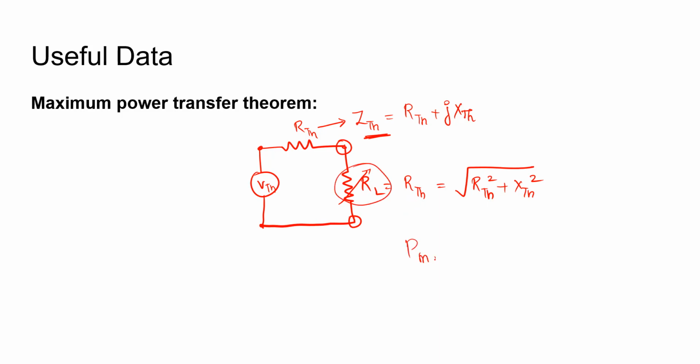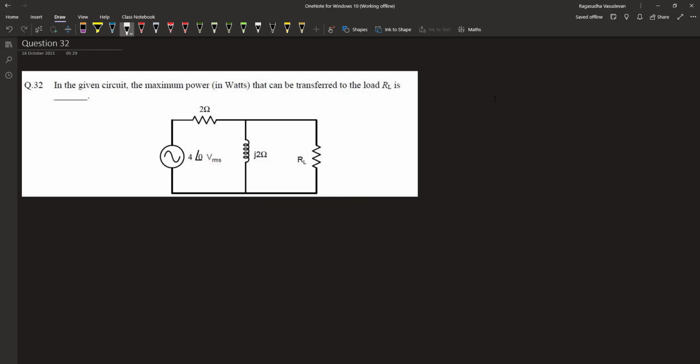The maximum power that's transferred is given by the Thevenin voltage square divided by the Thevenin equivalent resistance. Making use of this concept, we can solve this problem. Let us first find out the Thevenin equivalent voltage and the Thevenin equivalent resistance, and then find out the maximum power that can be transferred to the load resistance.